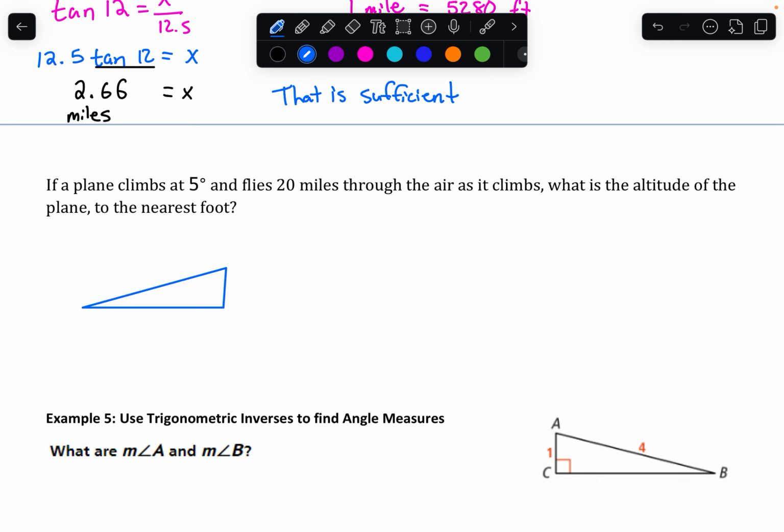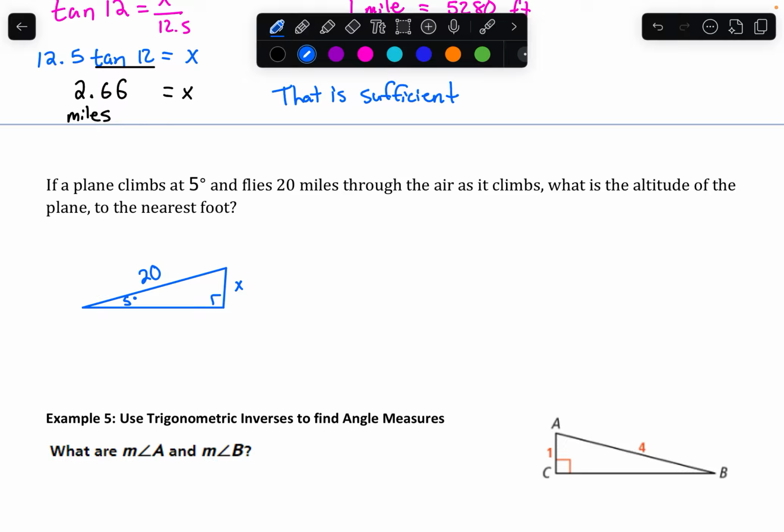So here's our 5 degrees. If it flies 20 miles through the air as it climbs, its air distance is right there, 20 miles. And it's still a right triangle because the ground and directly above the plane is still a right angle. We want to know what is the altitude of the plane to the nearest foot. So altitude would be the height of the plane.